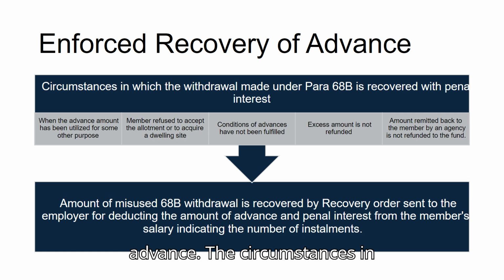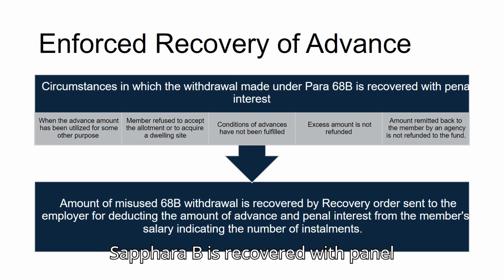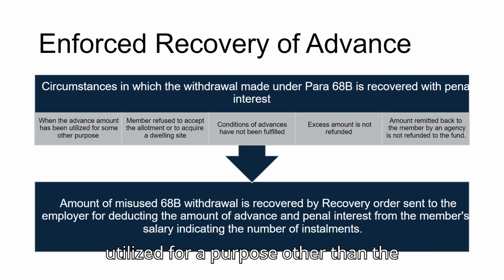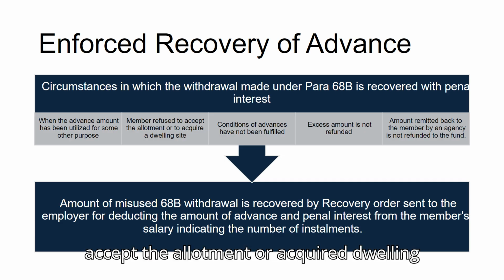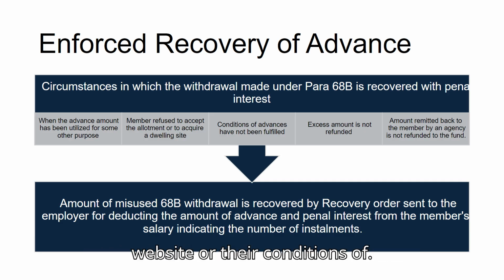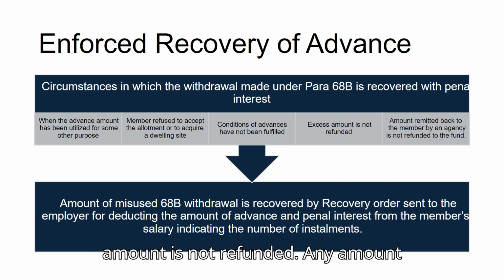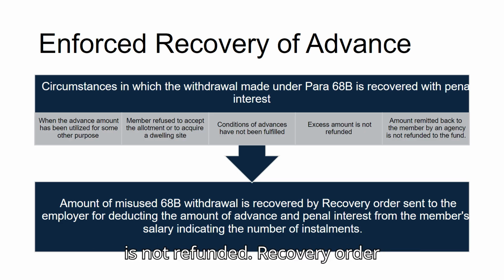The circumstances in which withdrawal made under Para 60 Subpara B is recovered with penal interest are when the advance amount has been utilized for a purpose other than the defined purpose, or the member refuses to accept the allotment or acquired dwelling, or the conditions of the advance have not been fulfilled, or excess amount is not refunded. Any amount remitted back to the member by the agency is not refunded.